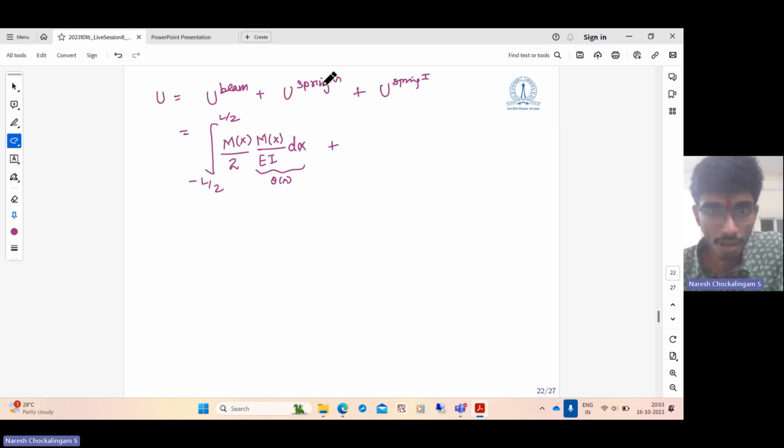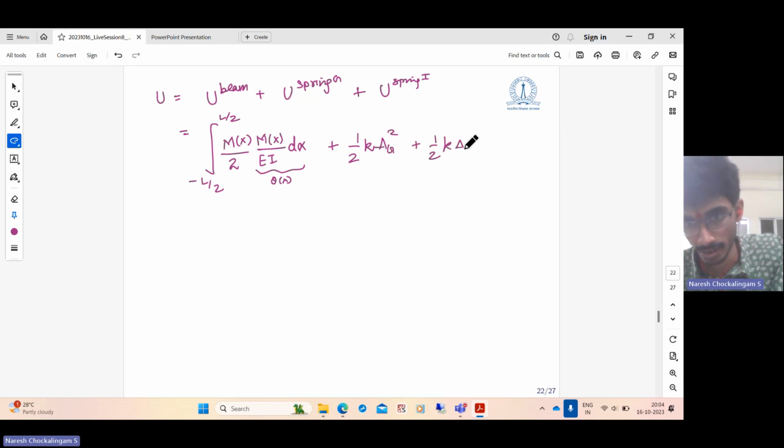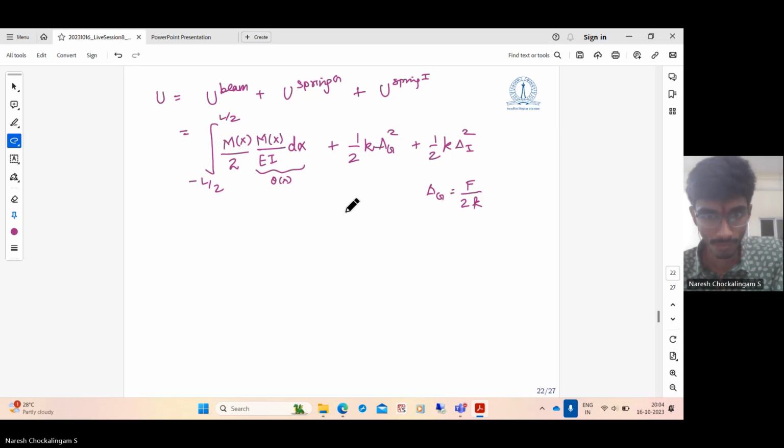Further, what is the strain energy in the spring at G? It is half K delta square. So half K delta G square plus half K delta I square. And we can get everything in terms of the forces. So delta G, you can substitute it as F by 2, the force in the spring, divided by the spring stiffness K. So you can substitute this here. Therefore, you get F square by 4K.